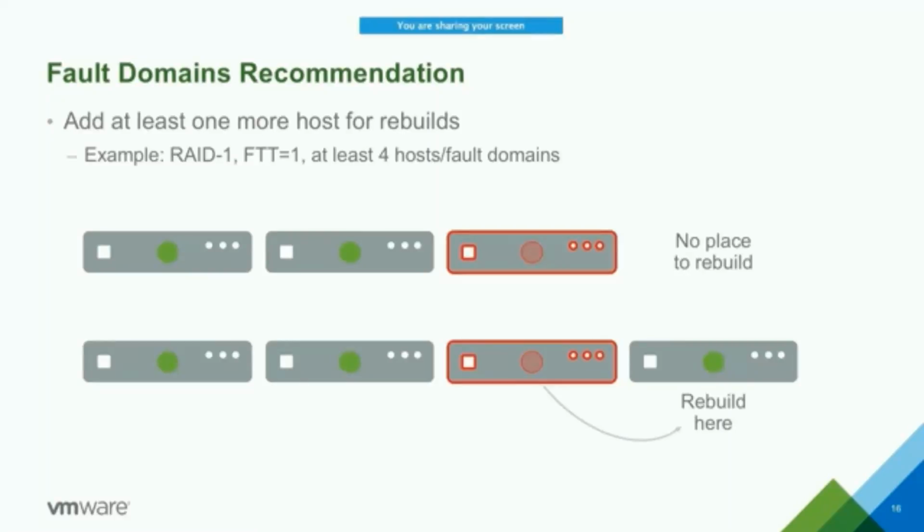So think about 2 components plus a witness there, again in that simple example. Whereas if I have 4 hosts, that gives me that 3rd spot there. Even though one of my hosts is down, I have a 4th host where I can do the rebuilds. So the recommendation is to take that minimum number, 2n plus 1, and then add 1 more host to that. That way if you do lose a host, you've got a place to perform rebuilds as well.